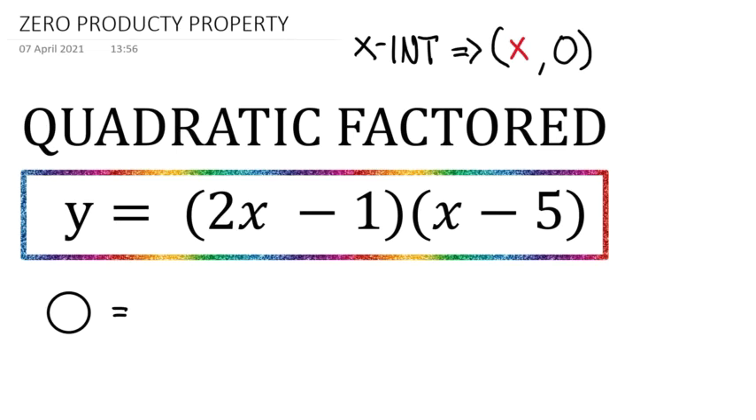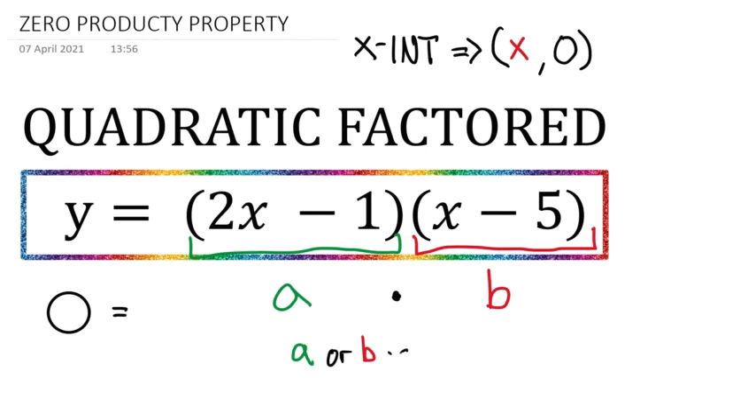Now, if we set y equal to 0, as all x-intercepts have a y equal to 0, we can then apply zero product property whereby this binomial product, let's call him A, multiplied by this binomial product, x minus 5, let's call him B. If A binomial product, 2x minus 1, times B binomial product is 0, it must mean that A or B or both, and in most cases, I'm going to be honest, it will be both. Both must equal 0.